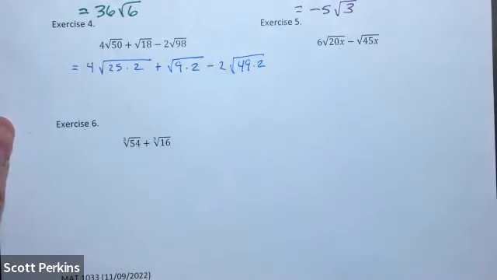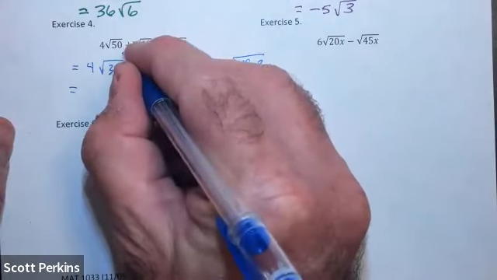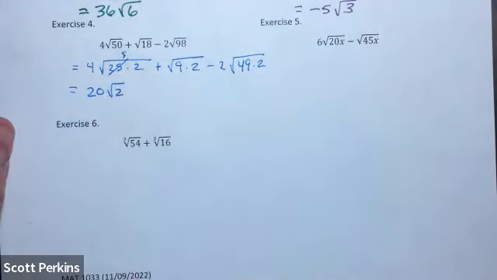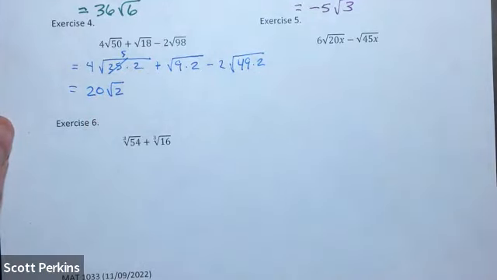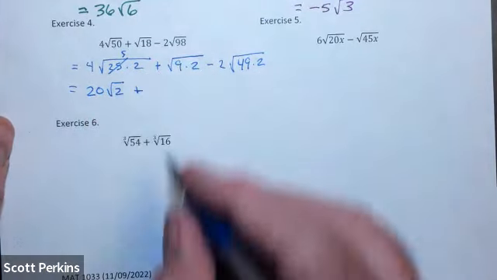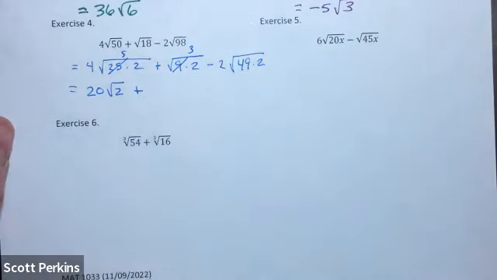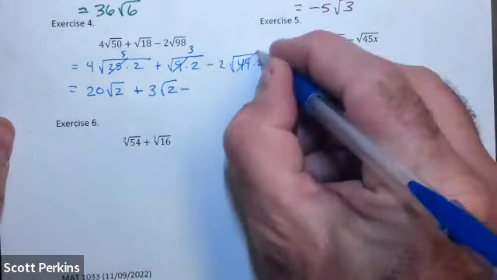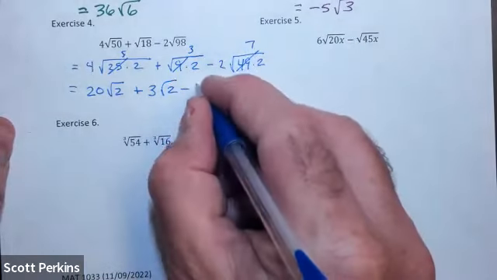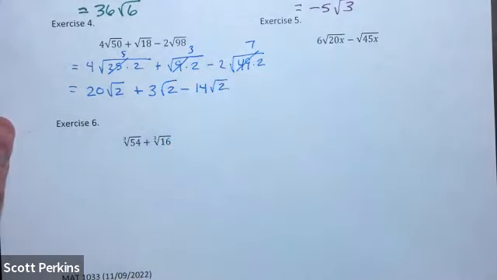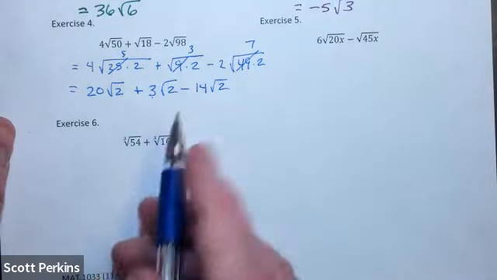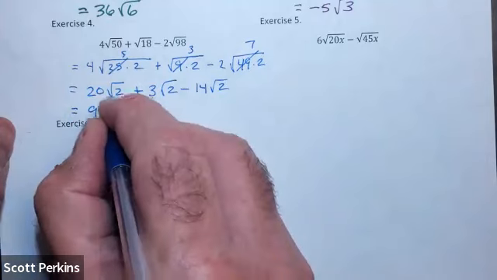Calculator. Don't be shy with that calculator. So then we go through square root of 25 is 5. And so then 5 times 4 is 20 square root of 2. Okay, if you're having trouble coming up with that coefficient, let me know. That's the key part to this process. The square root of 9 is 3. And so that's just going to be 3 square root of 2. And then square root of 49 is 7. So that's going to be 14 square root of 2. And so 20 plus 3 is 23, minus 14 is 9 square root of 2.